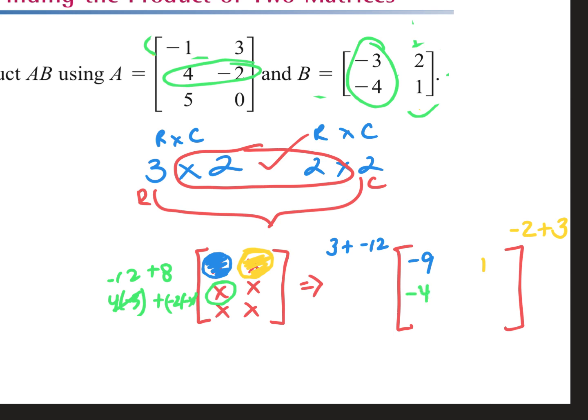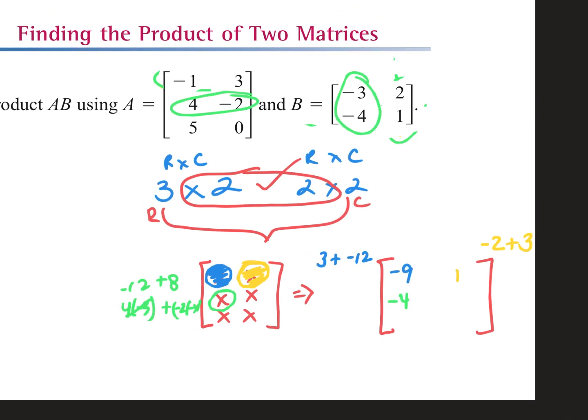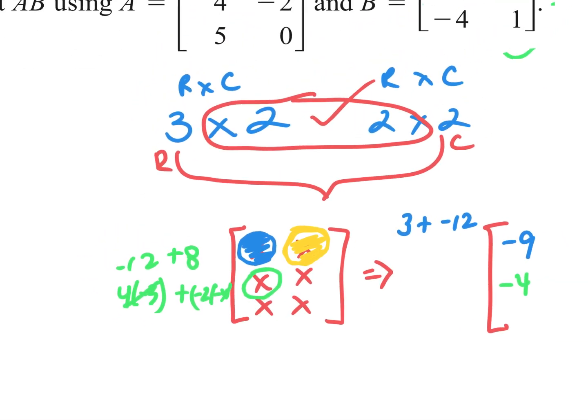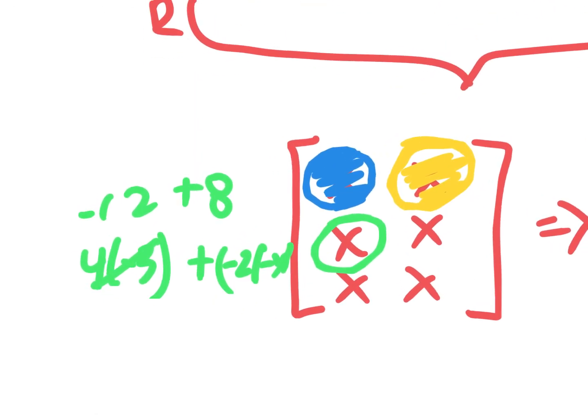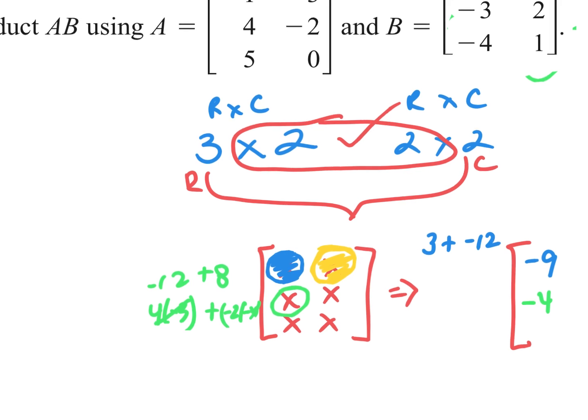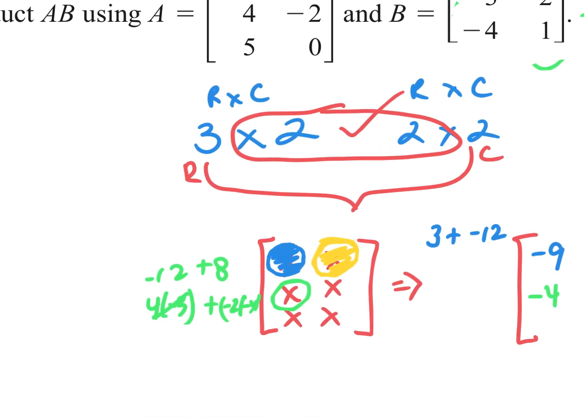Your biggest mistake is going to be signs, because you guys get hung up on signs. So what does what say? I wrote it out because you guys were wondering where I was getting the numbers from. I wrote 4 times -3, the first entry and the first entry, multiplied together, plus the second one times the second one. So we found this piece right here.